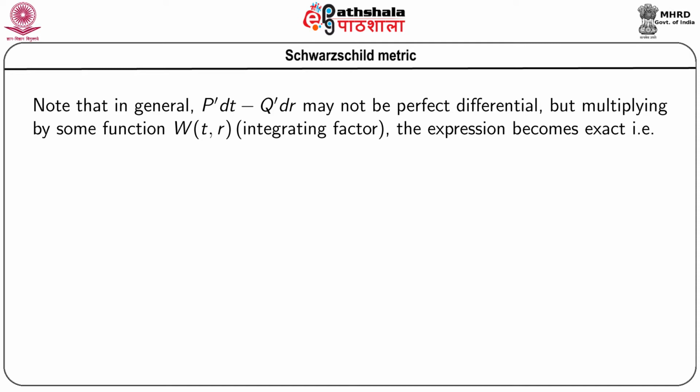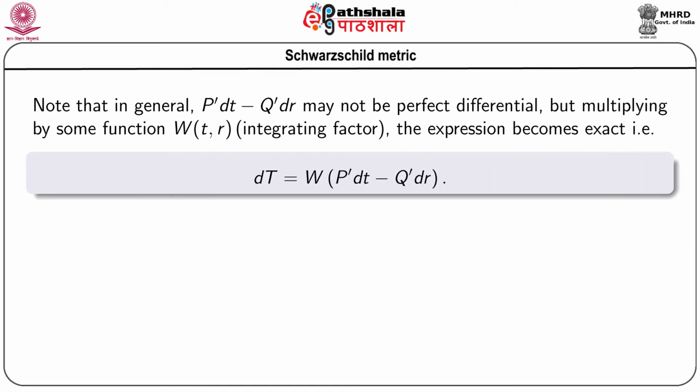Now, in general, p dash dt minus q dash dr may not be a perfect differential, but if we multiply by some integrating factor like W of t and r, the expression becomes exact, and in that case we can write that exact form: dT equals W times p dash dt minus q dash dr. So, W is the integrating factor here, which makes p dash dt minus q dash dr into an exact form.